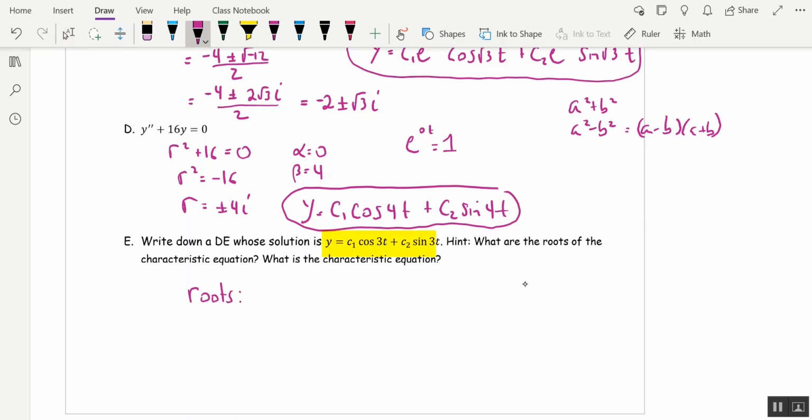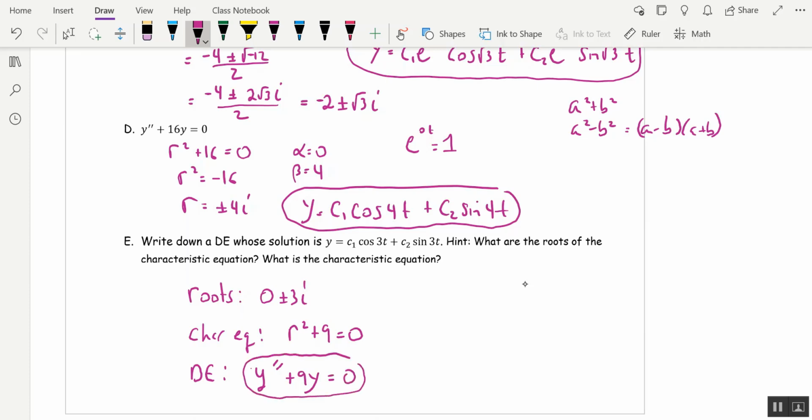If the solution looks like this, we know that alpha is 0 and beta is 3. So here our roots are 0 plus or minus 3i. That's 2 roots. So the characteristic equation, just looking at the last example, must be r squared plus 9 equals 0, because r is plus or minus the square root of negative 9. And finally, once we have that, we can write down the DE. The r squared corresponds to y double prime. There's no y prime term, and the 9 corresponds to plus 9y, and that equals 0. So there's our DE. So do it in steps like that.